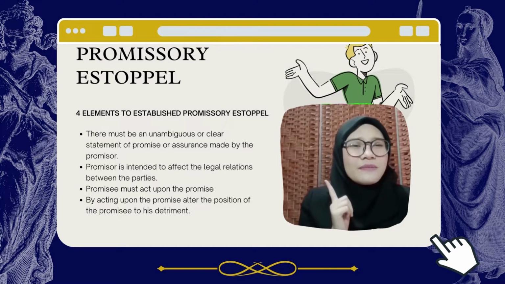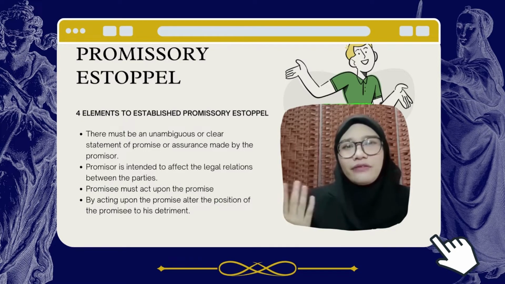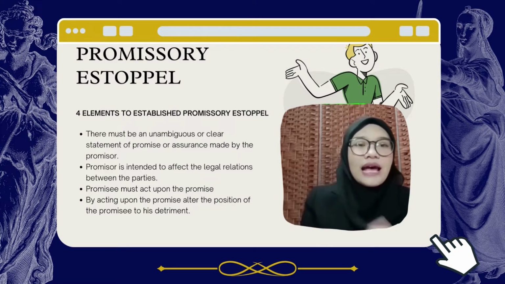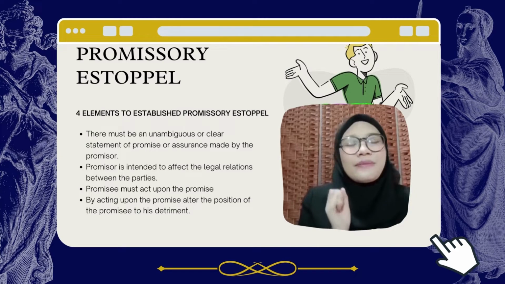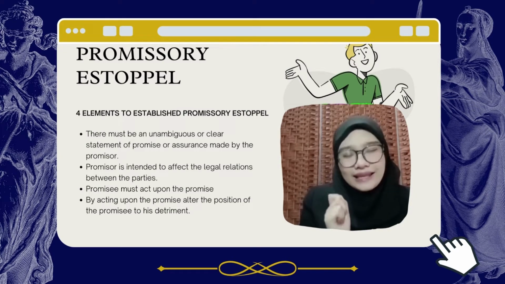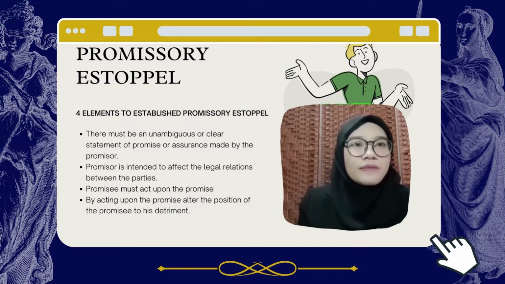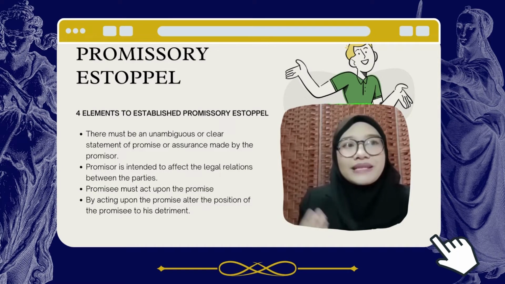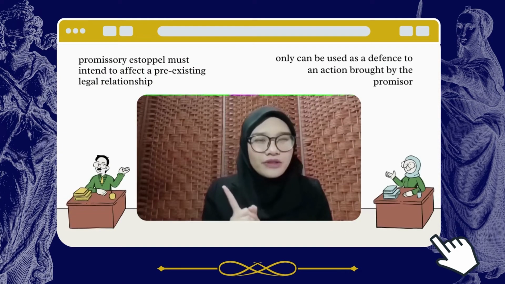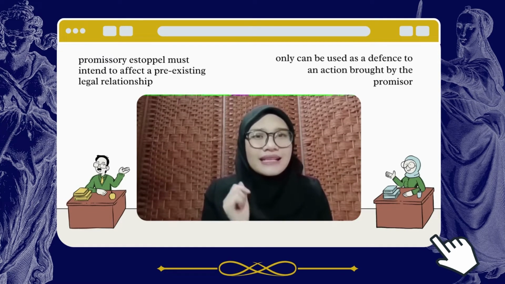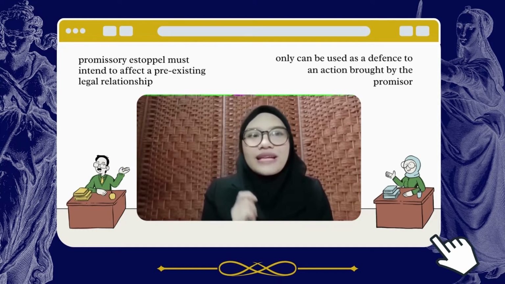The first one is there must be an unambiguous statement or a clear statement of promise or assurance made by the promisor. Next, the second element is the promisor intended to affect the legal relation between the parties. The third element is the promisee must act upon the promise, and lastly, by acting upon the promise, it alters the position of the promisee to his detriment. However, it must be noted that promissory estoppel must be intended to affect a pre-existing legal relationship and can only be used as a defense to an action brought by a promisor.